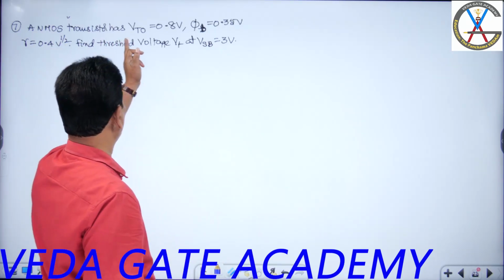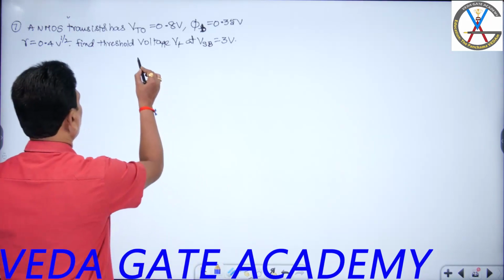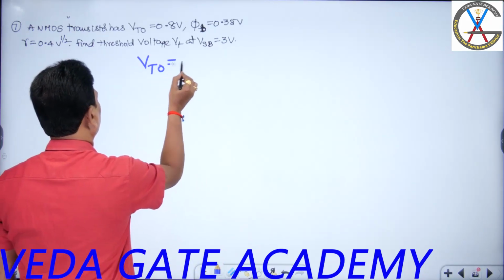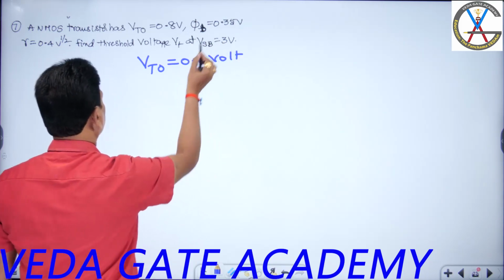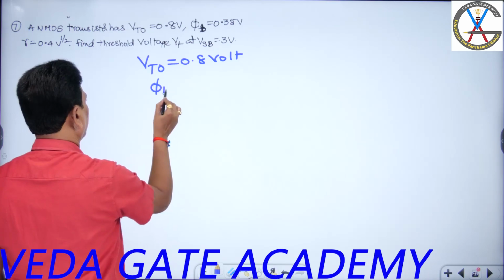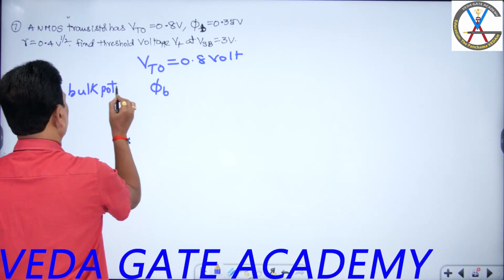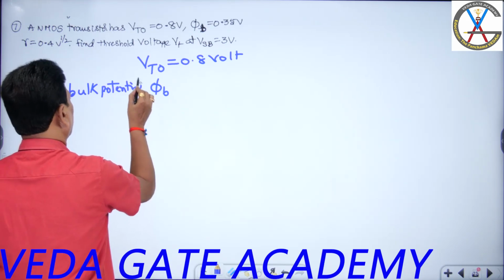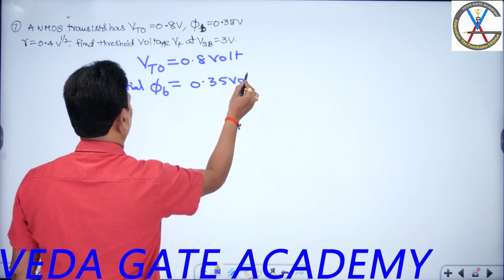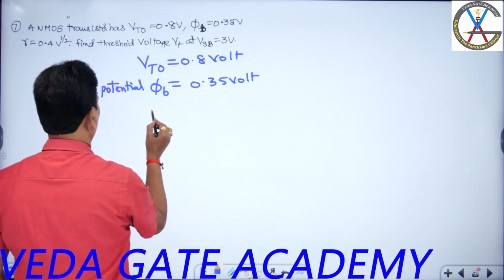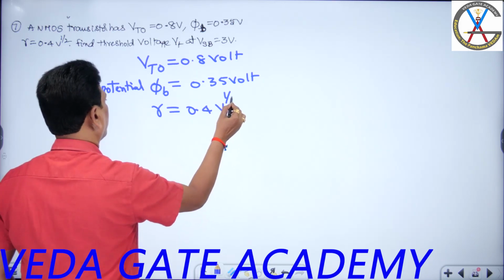An NMOS transistor has VT0, the minimum threshold voltage, equal to 0.8 volt, which is the threshold voltage when the source to body voltage is 0. The bulk potential, phi B, is 0.35 volt, and the body effect coefficient is 0.4 volt to the power of half.